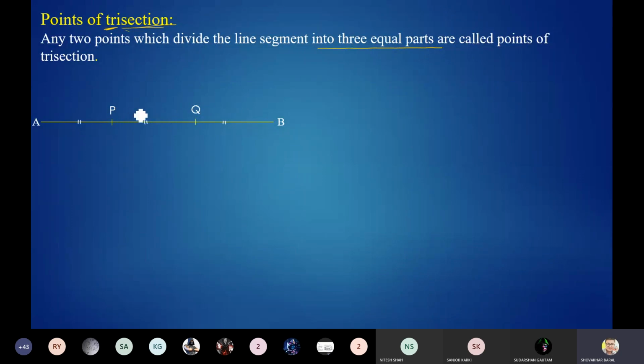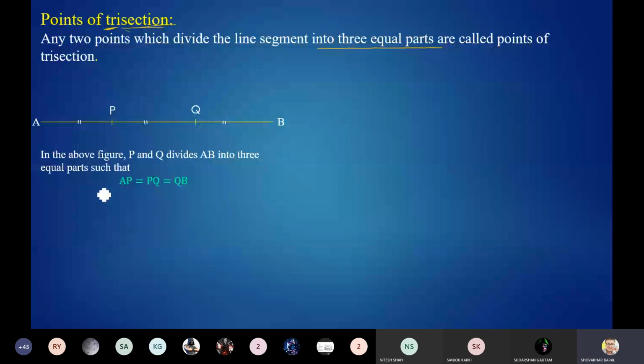points of trisection. Okay, in the above figure, please draw this figure, make this symbol also to note that these 3 are equal. In the above figure, P and Q divide AB into 3 equal parts such that AP is equal to PQ is equal to QB.